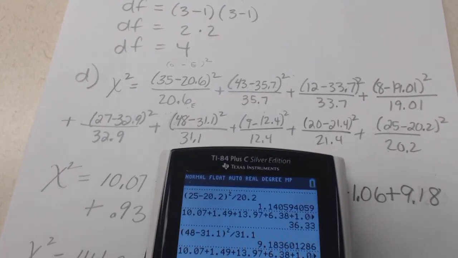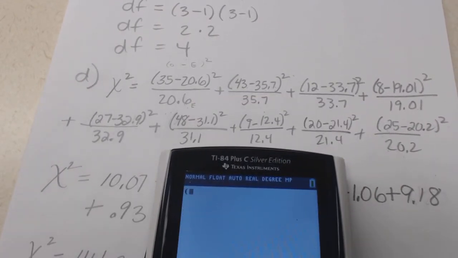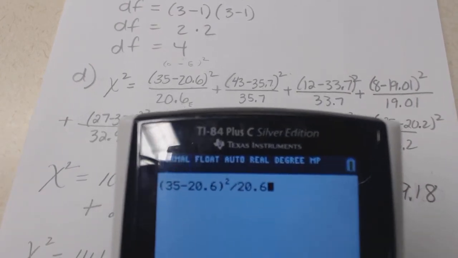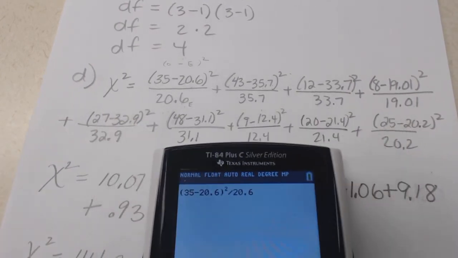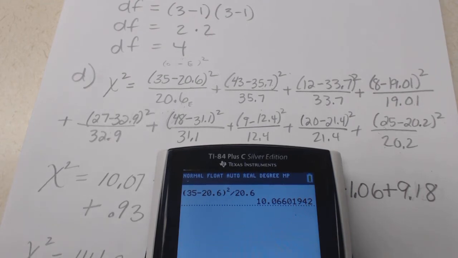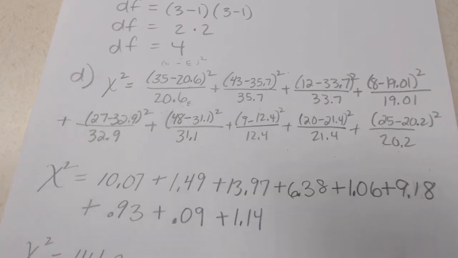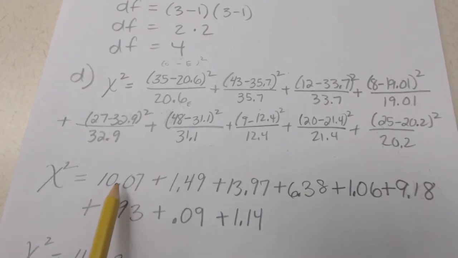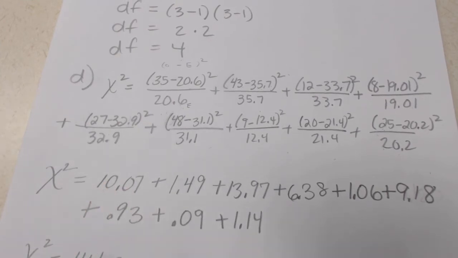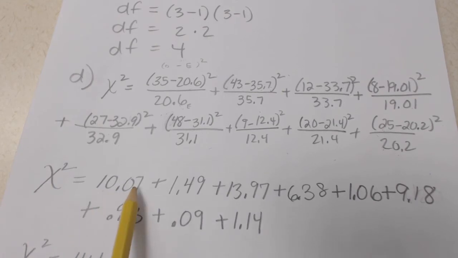So I did parentheses 35 minus 20.6. I squared it and then divided it by 20.6. Just like that in my calculator, if you can see that okay. And then I press enter and I got 10.0661942 and I went to 10.07, excuse me for the little mistake, 10.07.